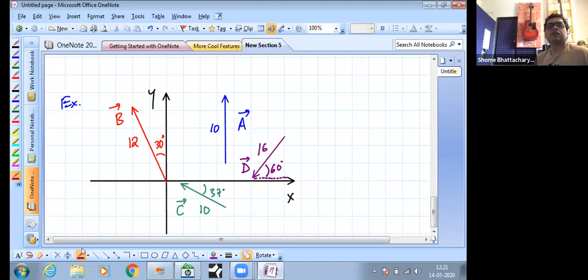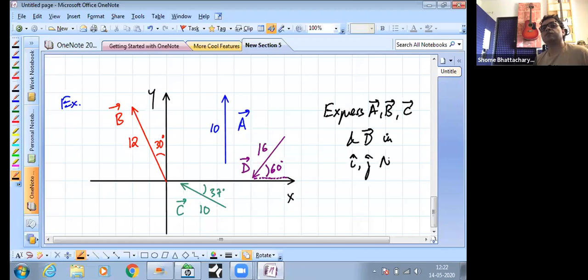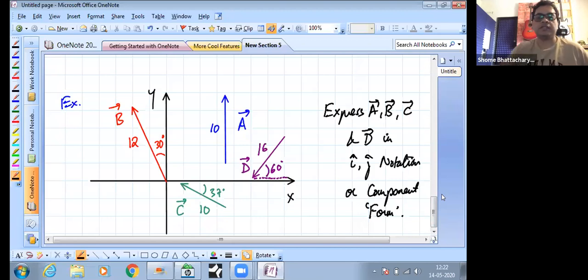Draw parallel to the x-axis. Now, this is what we have to do. We have to express all these vectors in component form. Sometimes we also just call that i cap j cap notation, or component form. So just try this out, people. You can send me the answers on the text message.